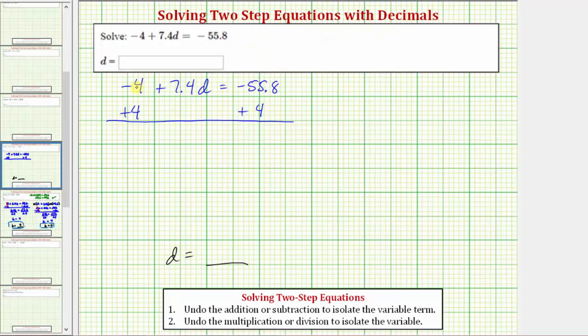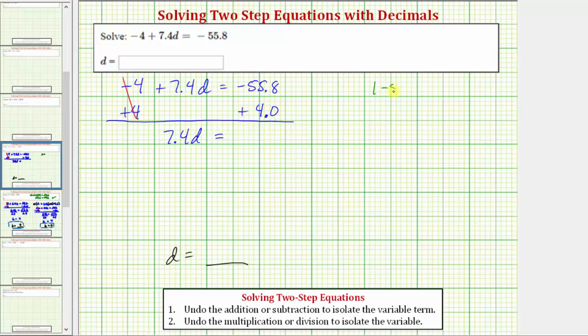The plus 4 undoes the -4, or -4 plus 4 is 0. So on the left side, we now just have 7.4d equals, on the right side, we have -55.8 plus 4, or if we want, plus 4.0. Notice here we're adding numbers with different signs. So the rule is we take the absolute value of both numbers.